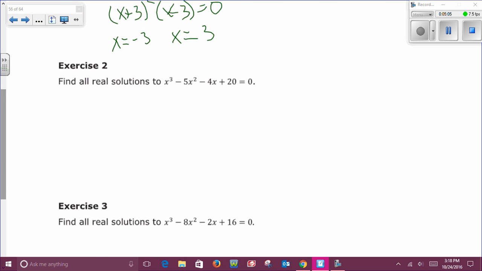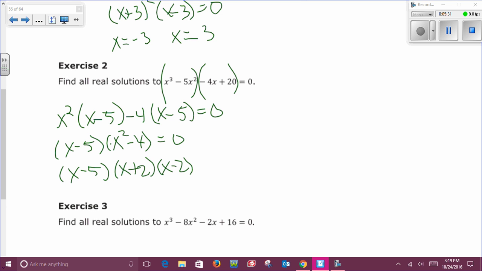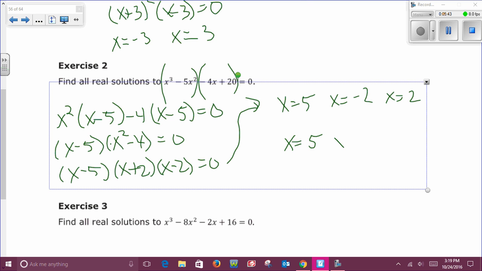Find all real solutions. Again, I have 4 terms, so I'm going to group. So I have x squared times x minus 5, and then I have a negative 4 in common, so it's x minus 5. So they both have an x minus 5 in common now, so I'm left with x squared minus 4. So I have x minus 5, x plus 2, x minus 2, because that was a difference of 2 perfect squares. If I set each one equal to 0, I'll have x equals 5, x equals negative 2, and x equals positive 2. So we can write this as x equals 5 and x equals plus or minus 2.